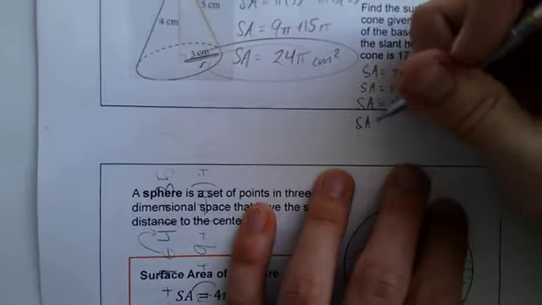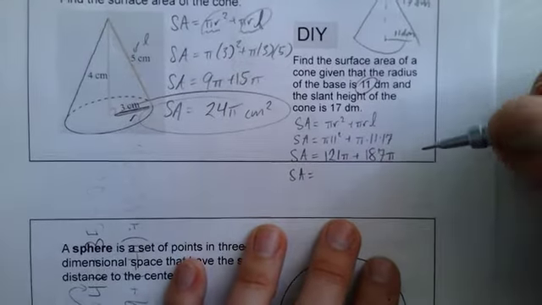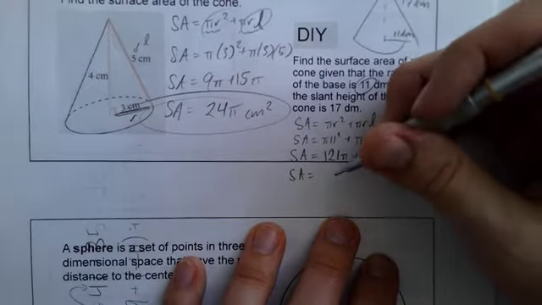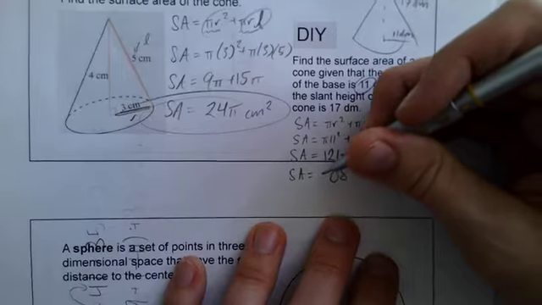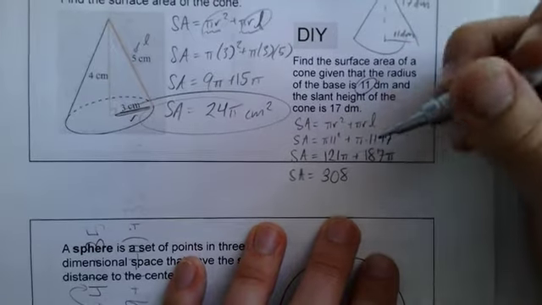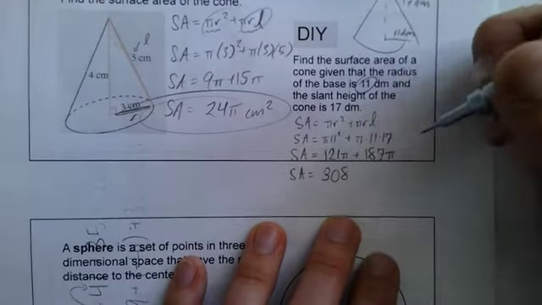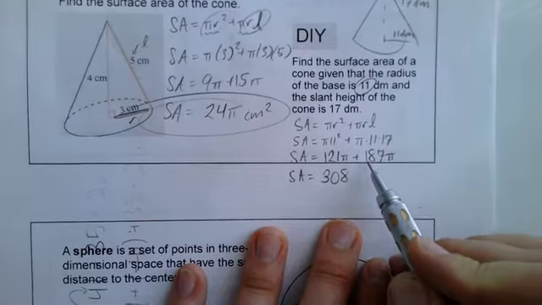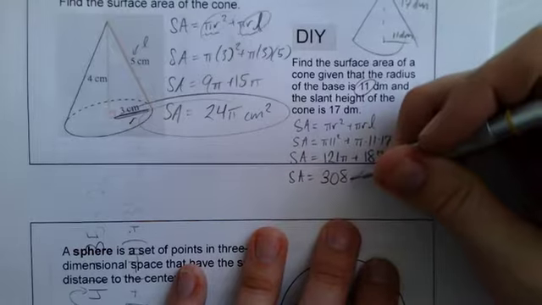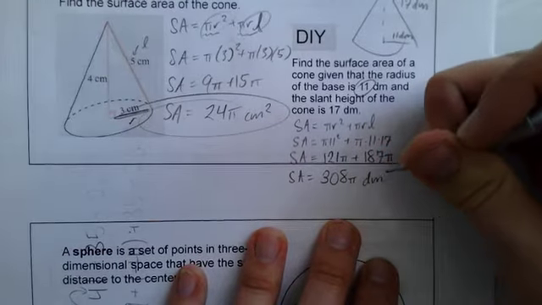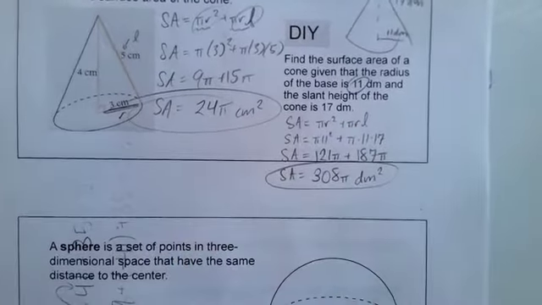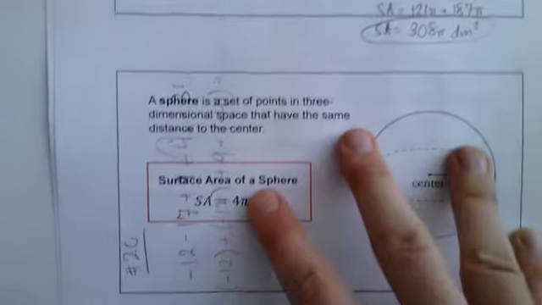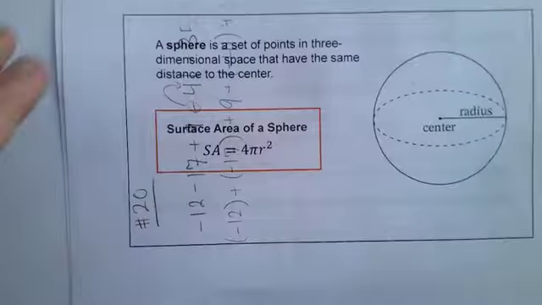And so if we combine those together, I get 308. That's right, isn't it? Yes, 308 pi decimeters squared. All right, let's move on.